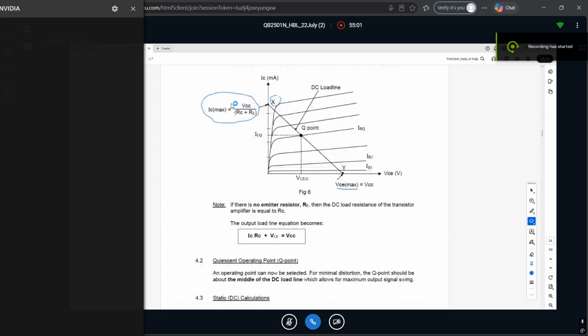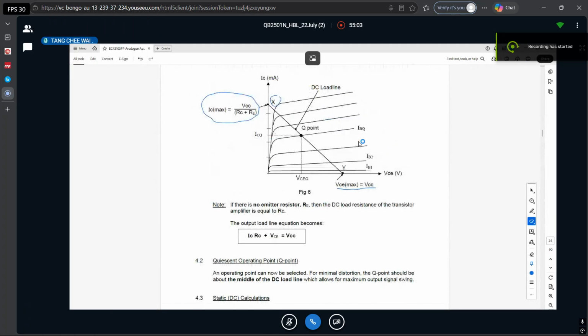Your VCE, the voltage across the collector-emitter, is equal to the supply voltage, and I mark it as Y. Okay? So once you mark the 2 points here, X and Y, you join the 2 dots, and you start to see that it's a DC load line. Okay?